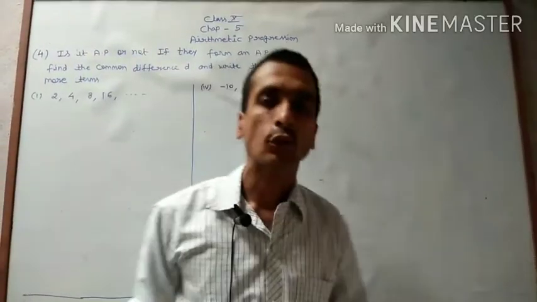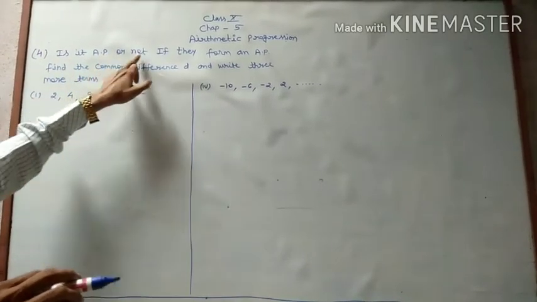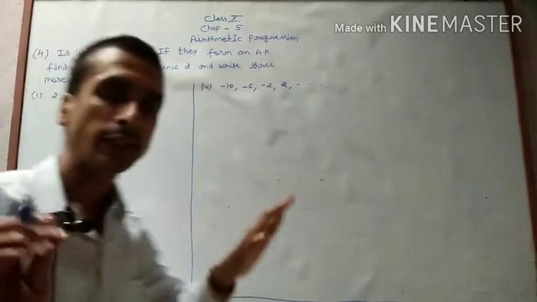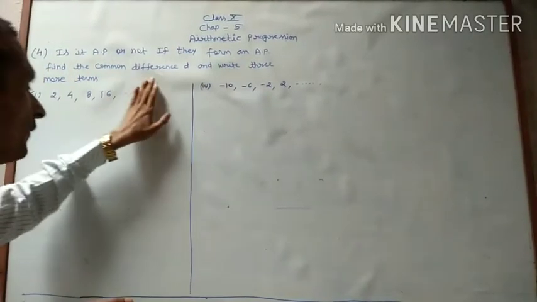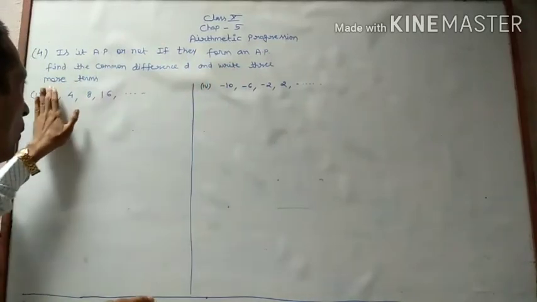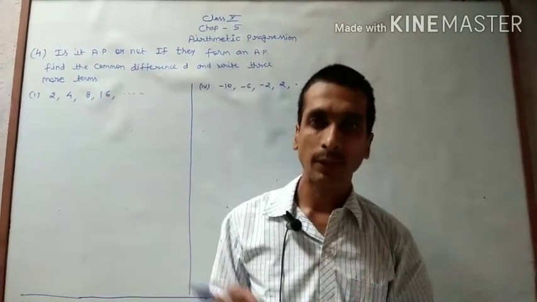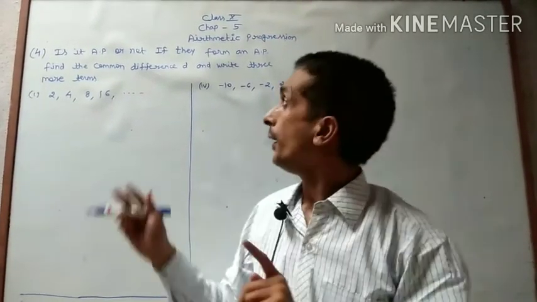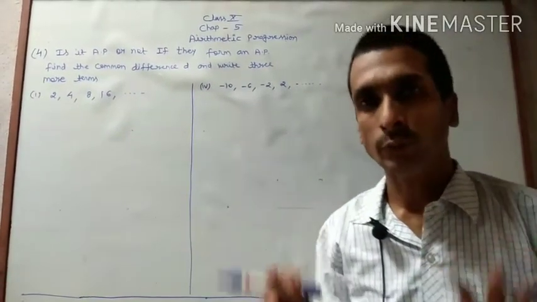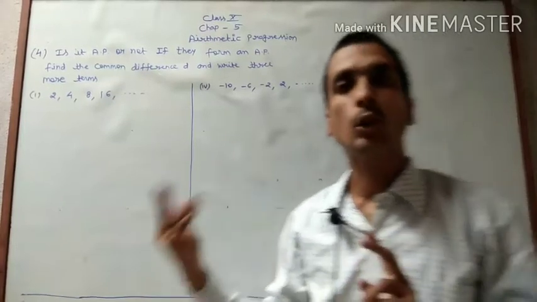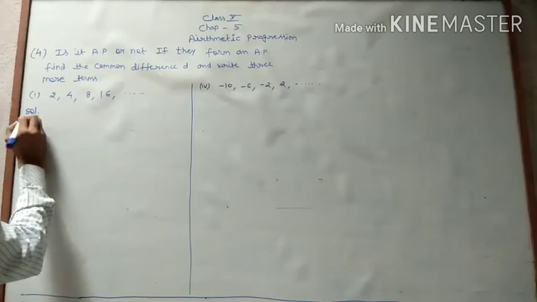Okay, the next question is here, question number four. Is it AP or not? क्या ये arithmetic progression है या नहीं है? First one, and if they form an AP, find the common difference D and write 3 more terms. First of all, you have to prove this is an AP. If they form an AP, then you have to find the next 3 more terms. So how to check? We have the formula A, A plus D, A plus 2D, A plus 3D, and the first term.